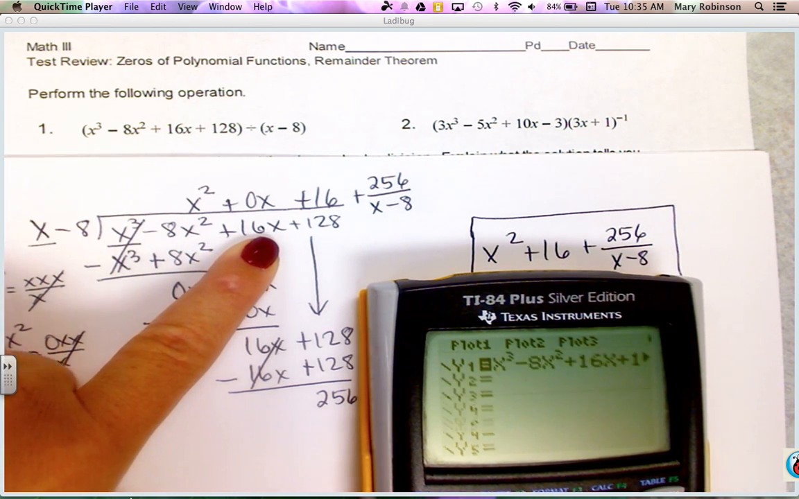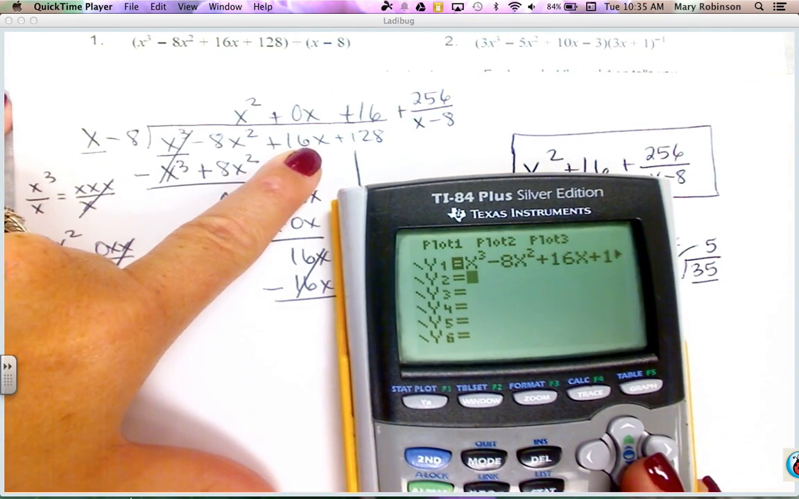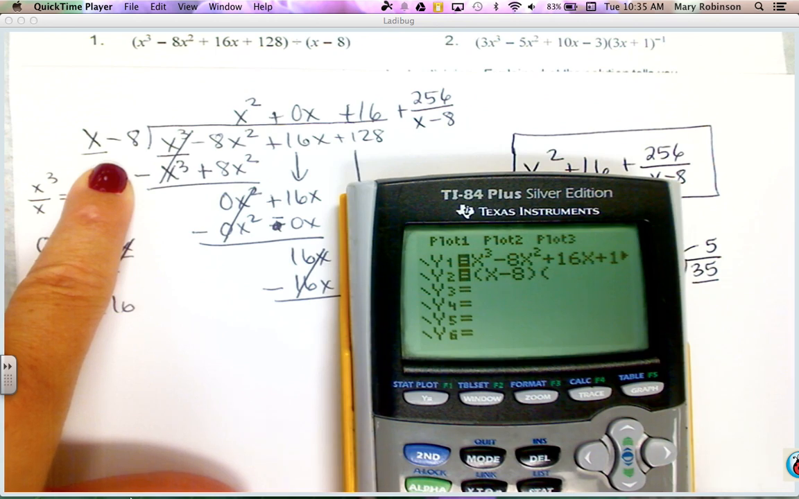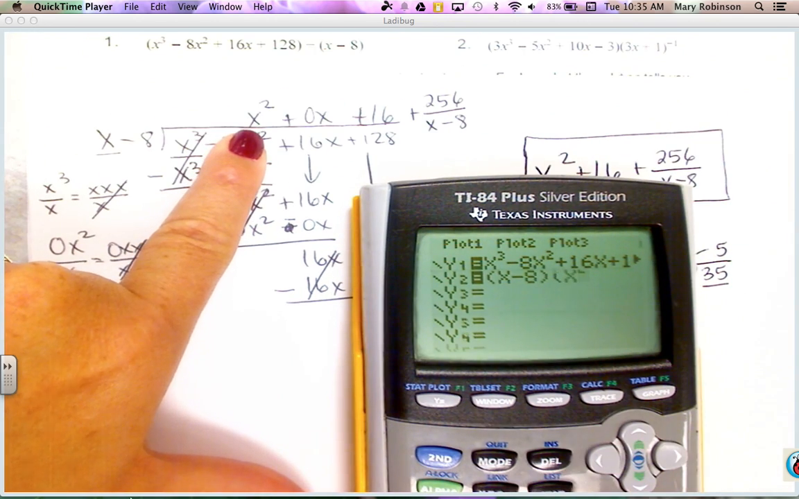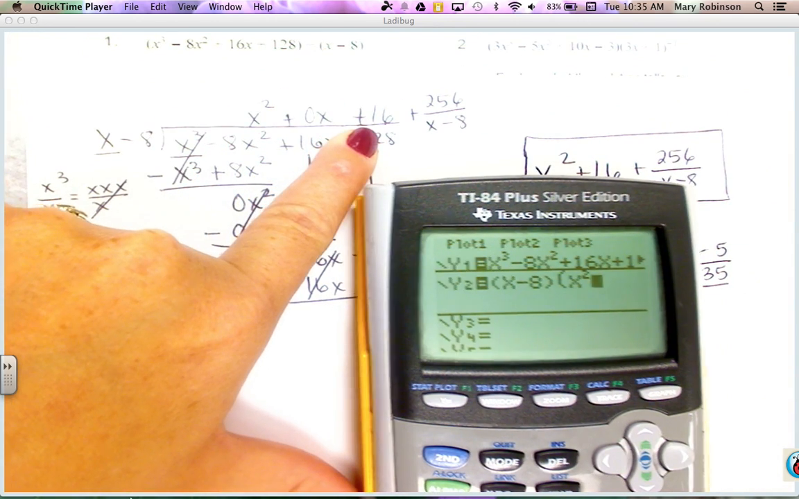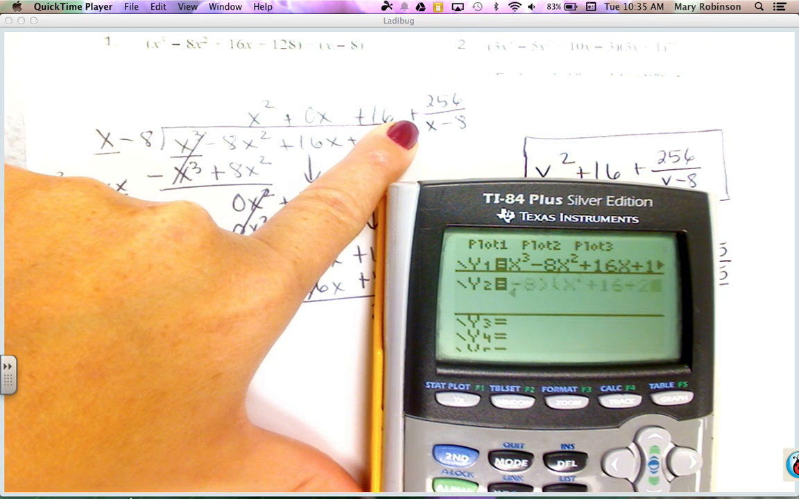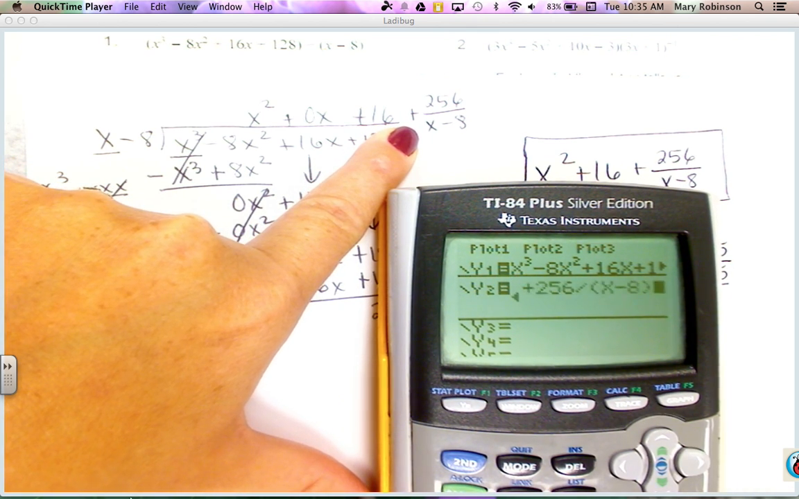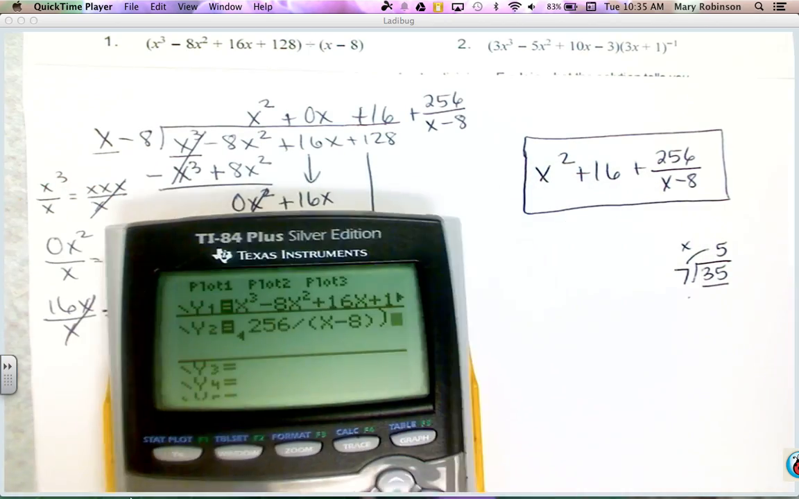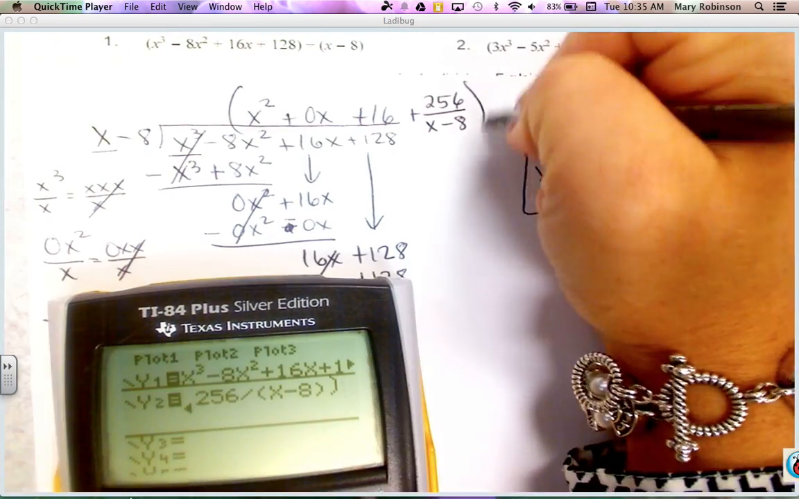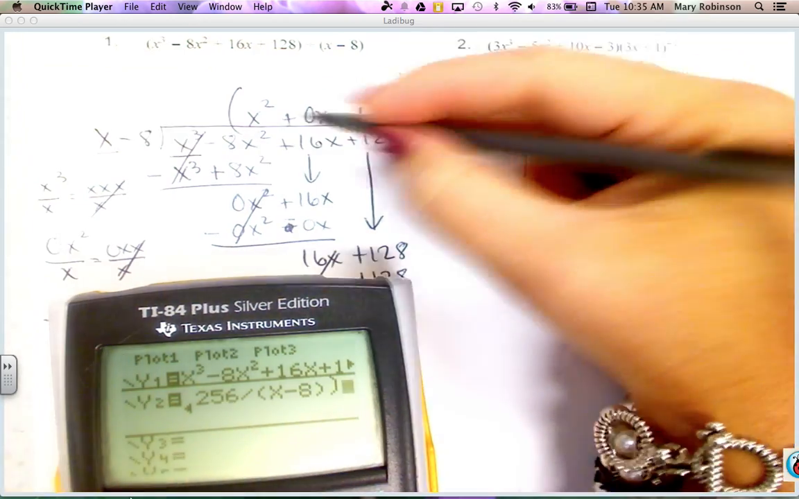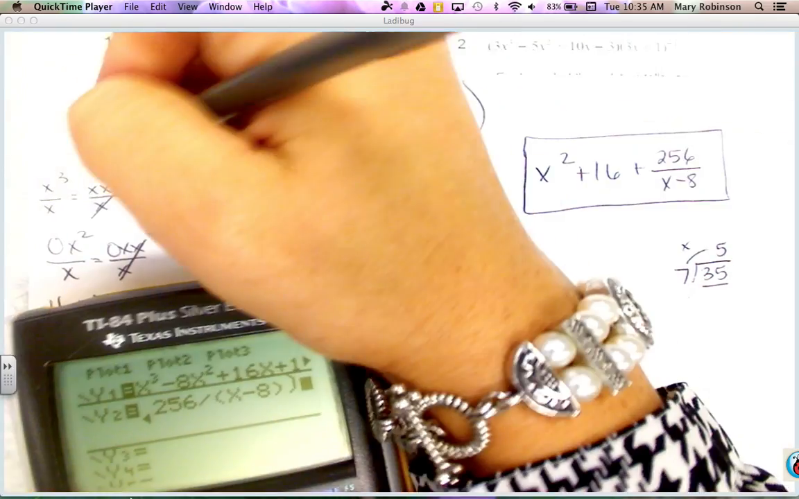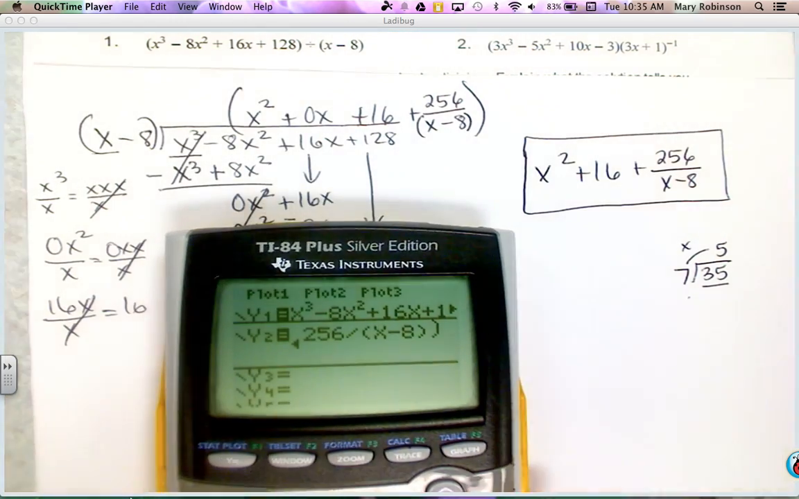All right, so that's our dividend, and then in our y2 we're going to type in the product of our divisor, x minus 8, and then our quotient, x squared. I'm going to skip over plus 0x, plus 16 plus 256 divided by parentheses x minus 8, close, close. So remember, when you type this in your calculator, you need to tell the calculator that all of this is your quotient. However, in this remainder, x minus 8 needs to be in parentheses. So there's your parentheses to remind you where they go.